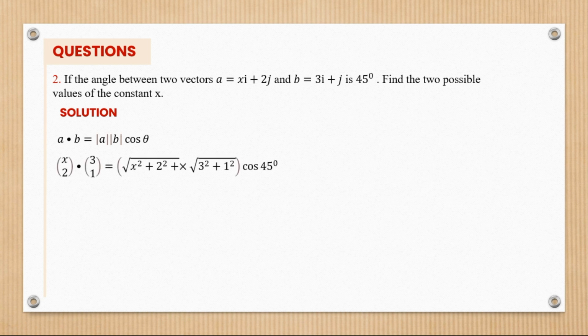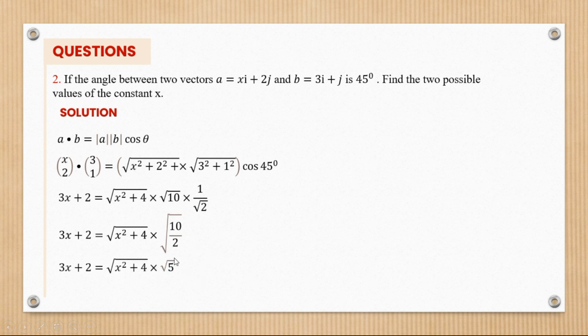So let's put everything in. Here we'll have x, 2 times 3, 1 being equal to the magnitude of this, which is root of x squared plus 2 squared, times root of 3 squared plus 1 squared, times cos 45, because the angle between them is known. Now x times 3 is 3x plus 2 times 1, which is 2, being equal to that. Here 3 squared plus 1 squared is 10, so I have root of 10 times cos 45, which in fraction form is 1 over root of 2. I can combine these two and I'll have root of 10 over 2, which is root of 5.